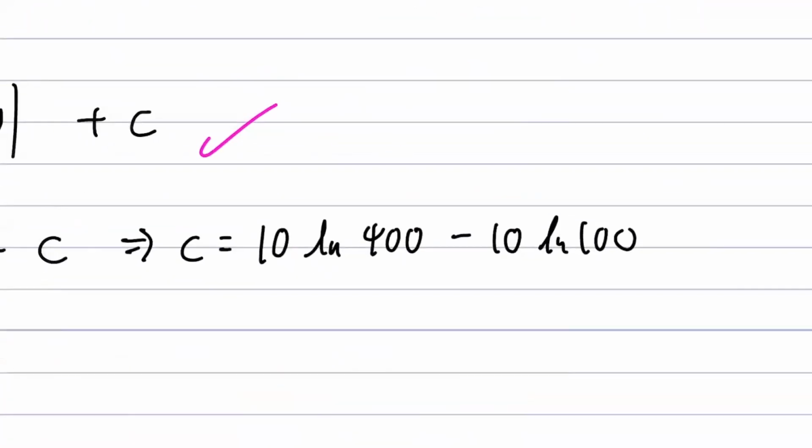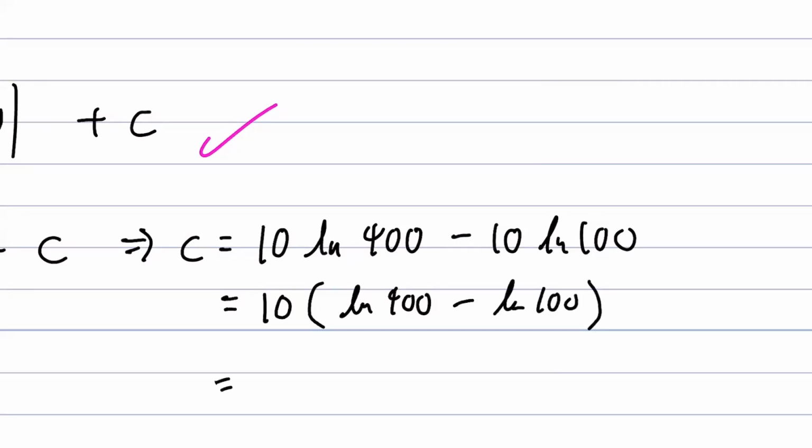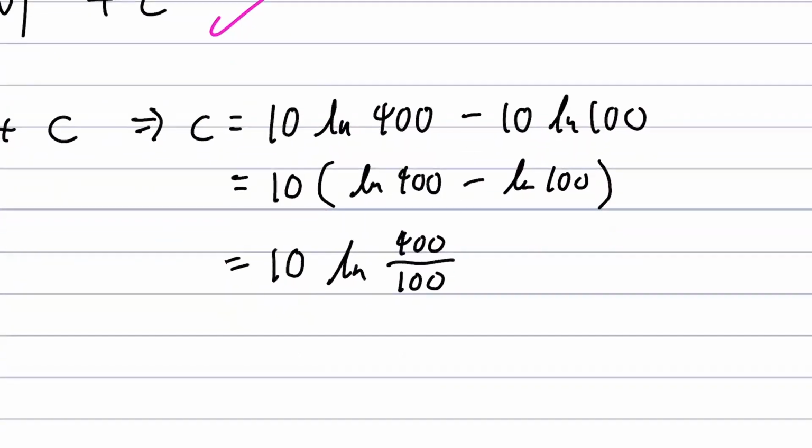Good. Factor out 10. Actually, don't need. You can just leave it. But if you want, you can factor out 10, then you get ln 400 minus ln 100, which means that you can clean up, use logarithm rules to become 400 over 100, which becomes ln 4.